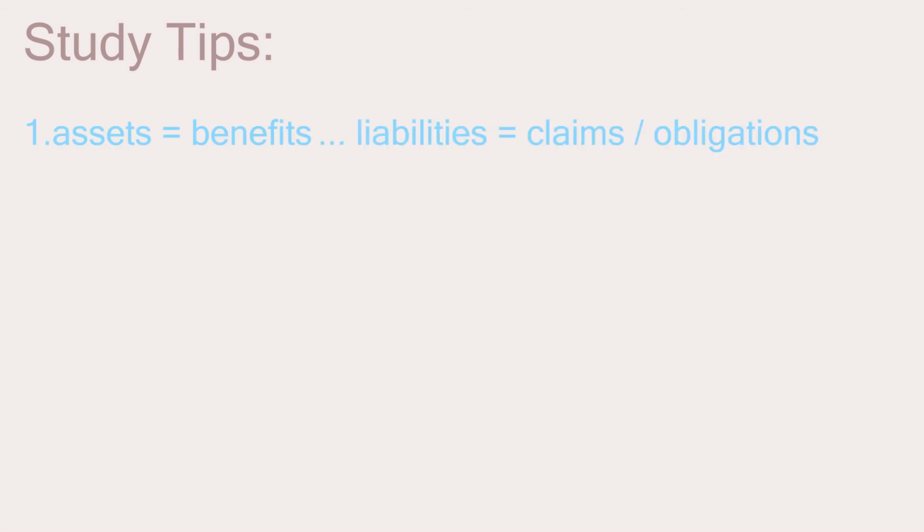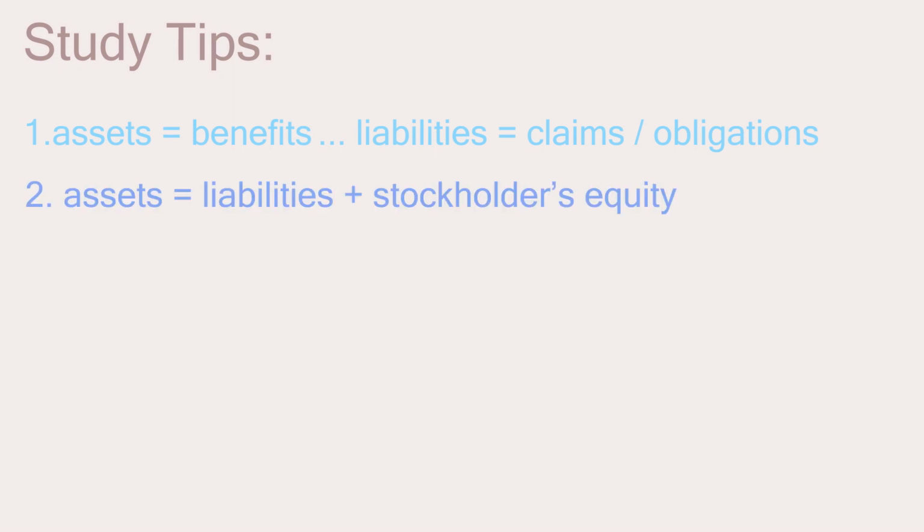Now you've reviewed some of the fundamental concepts of the financial statements, which work together to help the investing public understand a company's financial performance. Before you go, here are some quick study tips to summarize what we've talked about. Assets are benefits, and liabilities are claims on the assets representing sacrifices. Assets will always equal the sum of liabilities and stockholders' equity.